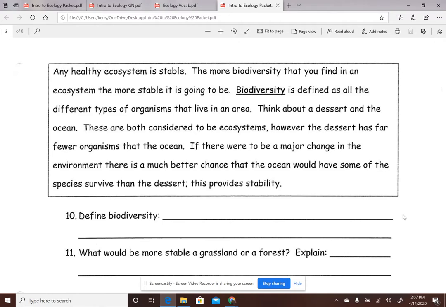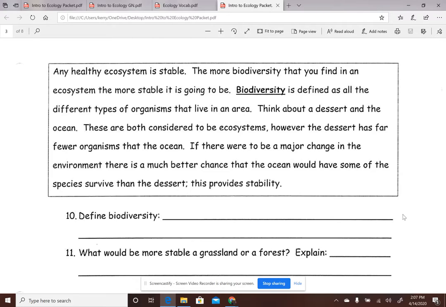Any healthy ecosystem is stable. The more biodiversity that you find in an ecosystem, the more stable it is going to be. Biodiversity is defined as different types of organisms that live in the same area. Again, going back to bio meaning living and diversity meaning variety, if you put those two terms together, it's the amount of different types of organisms living in the same area.